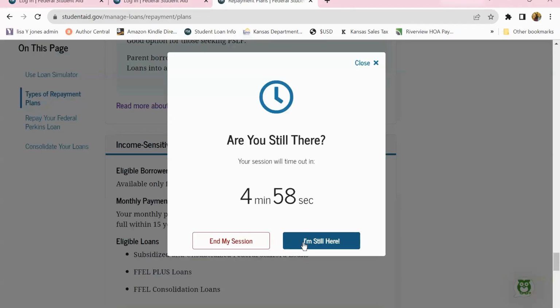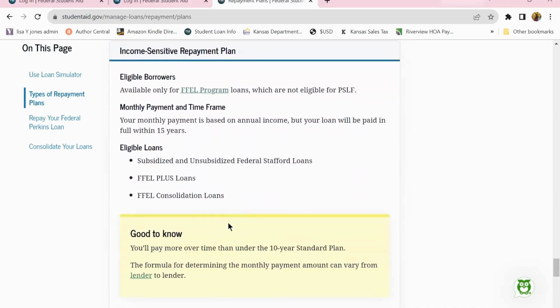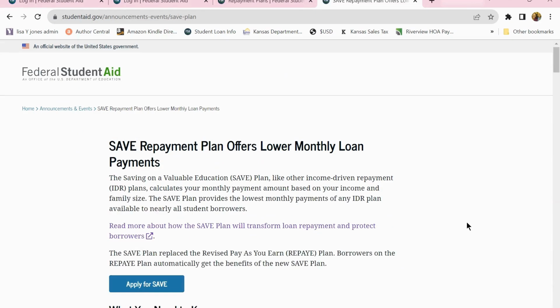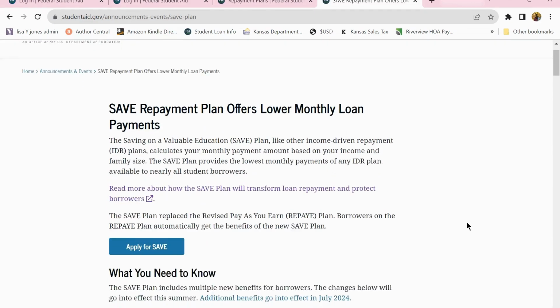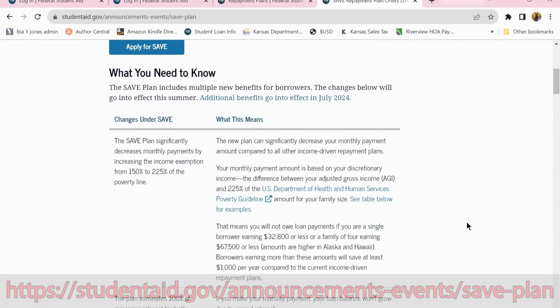Okay. And notice this one isn't even eligible for you because you don't have Federal Family Education Loans. You have direct loans, so this one doesn't even apply to you. And then you don't have Perkins. I found this under a different website, but some of the things that are on this site we haven't discussed yet. So I just want to make sure you understand.